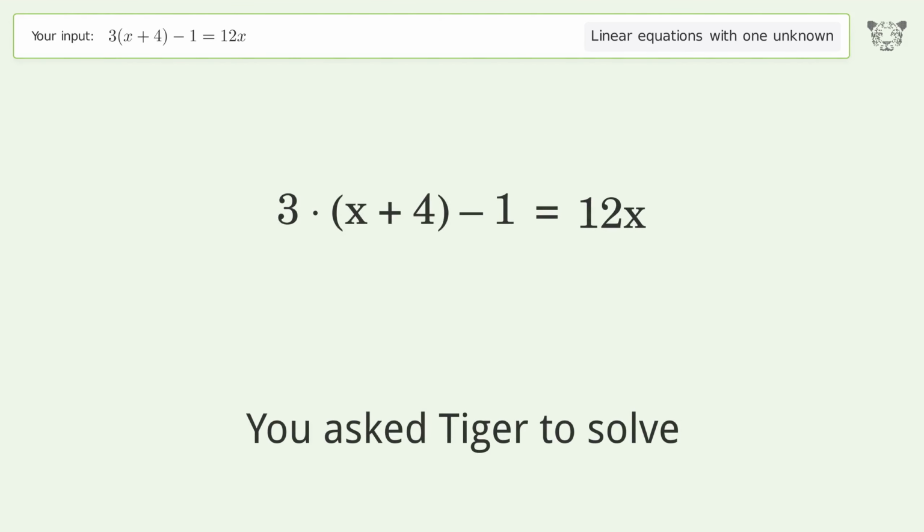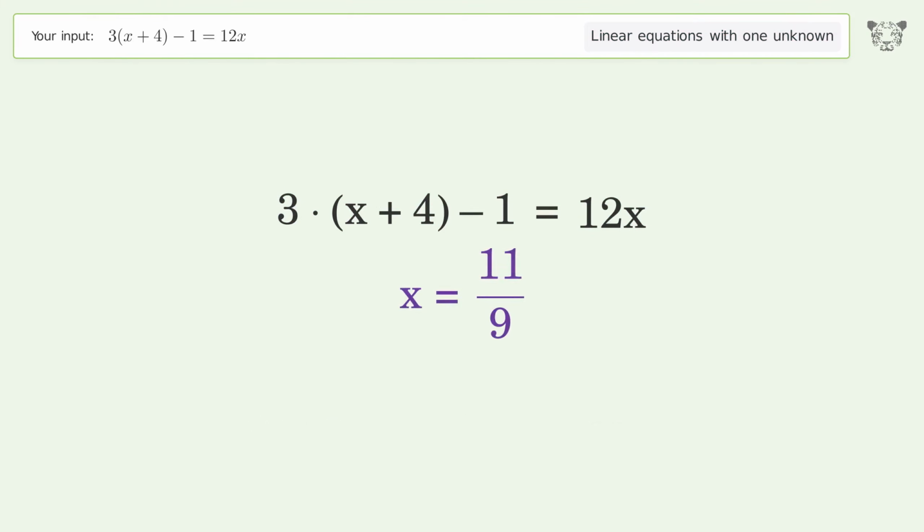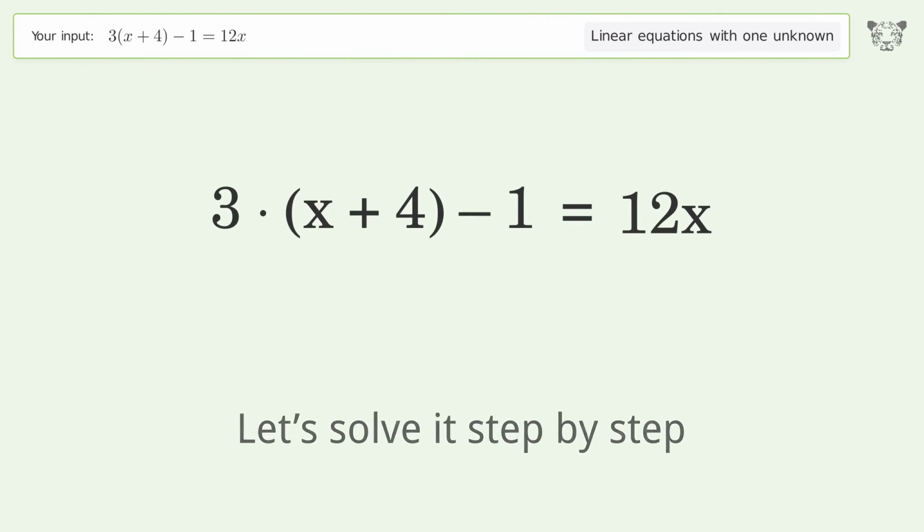You ask Tiger to solve. This deals with linear equations with one unknown. The final result is x equals 11 over 9. Let's solve it step by step.